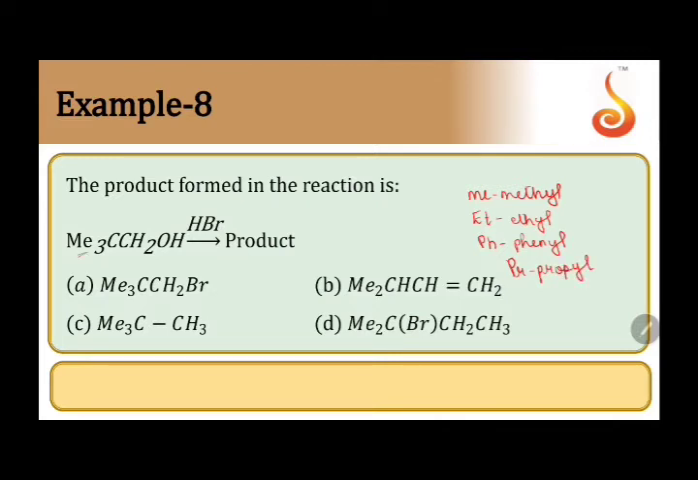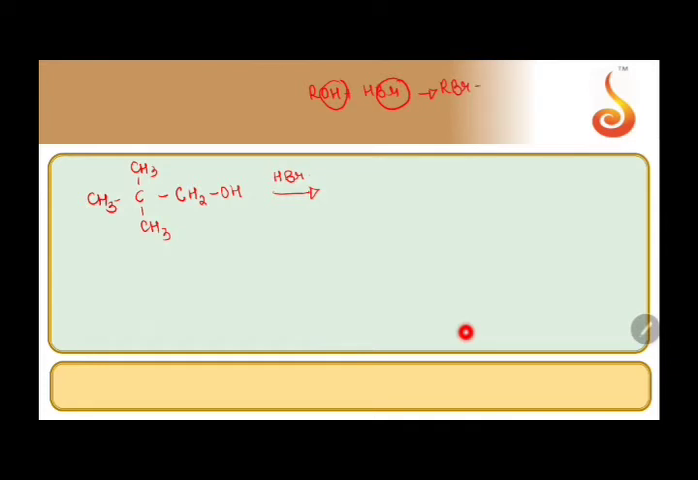So basically we have three methyl groups attached to a carbon, CH2OH. So let's just try to write this reaction here. Carbon attached to three methyl groups is attached to a CH2 which is attached to OH. So you are reacting this compound with HBr. The reaction is a nucleophilic substitution reaction where ROH plus HBr, OH minus gets substituted by Br minus to give you RBr plus H2O. So this is the concept.